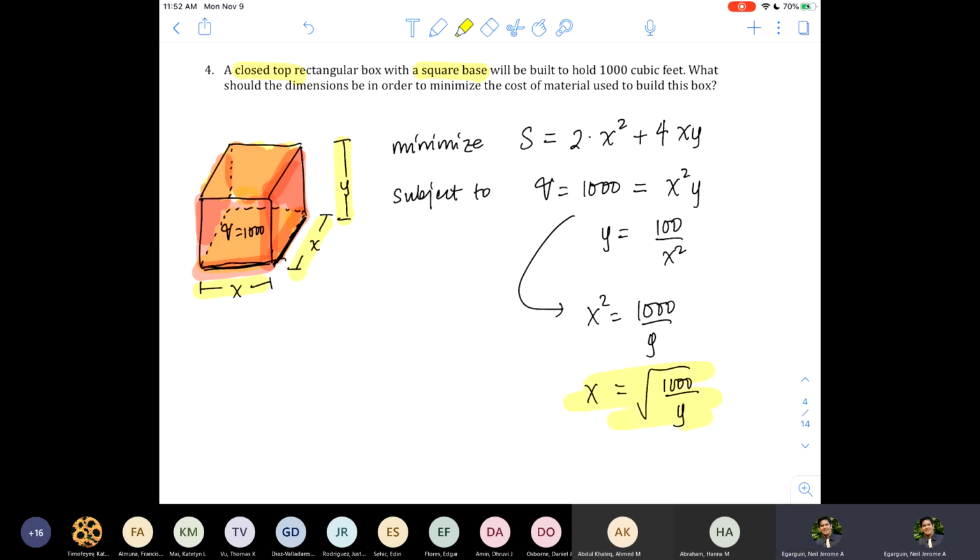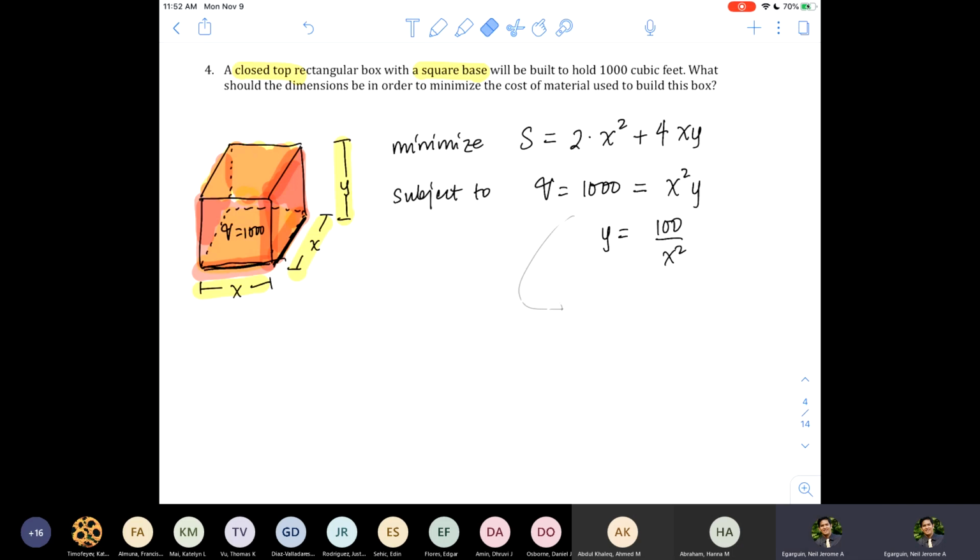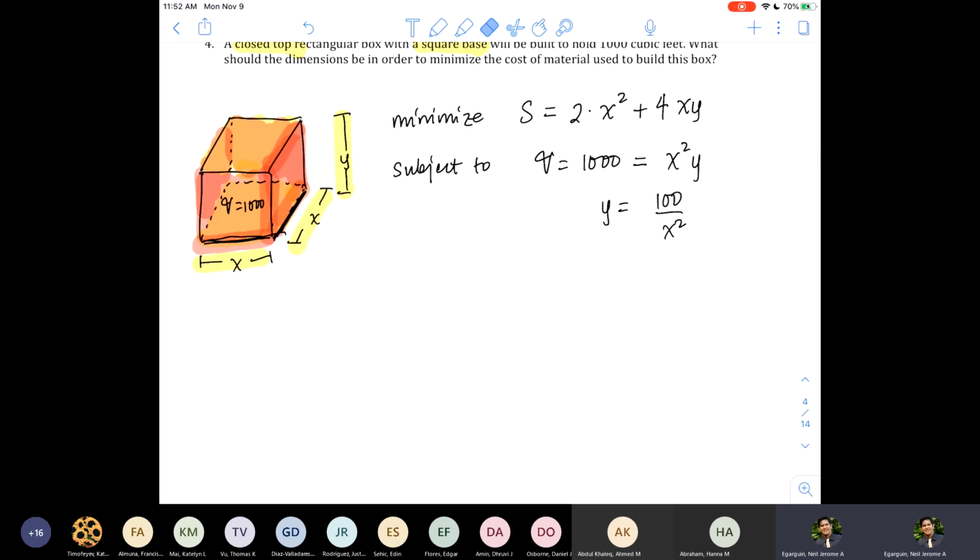And we don't usually want to work with square roots. So that's why my choice here was to write y in terms of x. But there's nothing wrong with using the other alternative. So you can also use that, though I don't want to work with square roots. So I chose this representation.